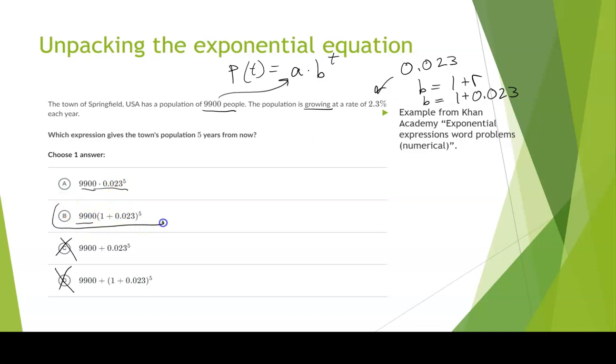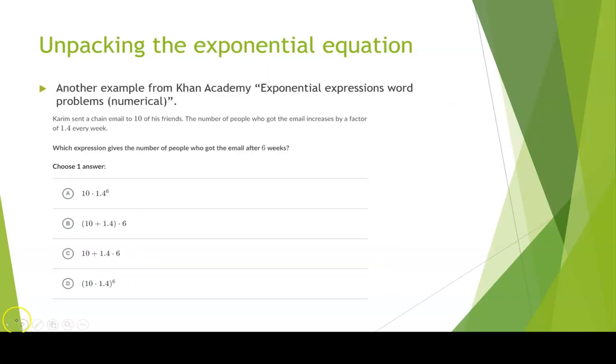What we want is this answer: 9,900 times 1 plus 0.023 raised to the 5th power. Kareem sent a chain email to 10 of his friends. So again, that 10, that's our initial value. That's our A. The number of people who got the email increased by a factor of 1.4 each week.